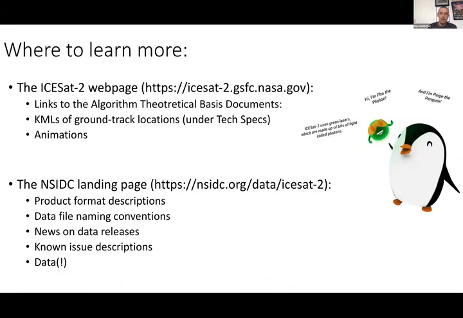So there are a lot of resources for learning more. The ICESat-2 webpage is a great place to start. It has links to the algorithm theoretical basis documents, which are the long documents that tell you too much about each of these products. You can get KMLs of the ground track locations, and you can get all sorts of fun stuff like Page the Penguin and the Photon and what they've been doing for the last year or so. The NSIDC landing pages are a great place to get distilled wisdom about each of the products. You get product formats, you can get known news on data releases, and you can get known issue descriptions. And you can also order the data themselves.